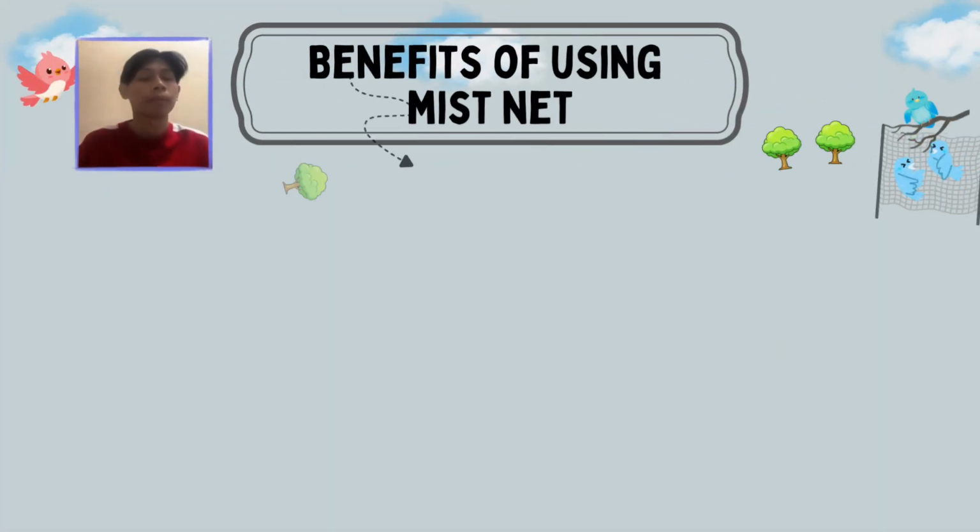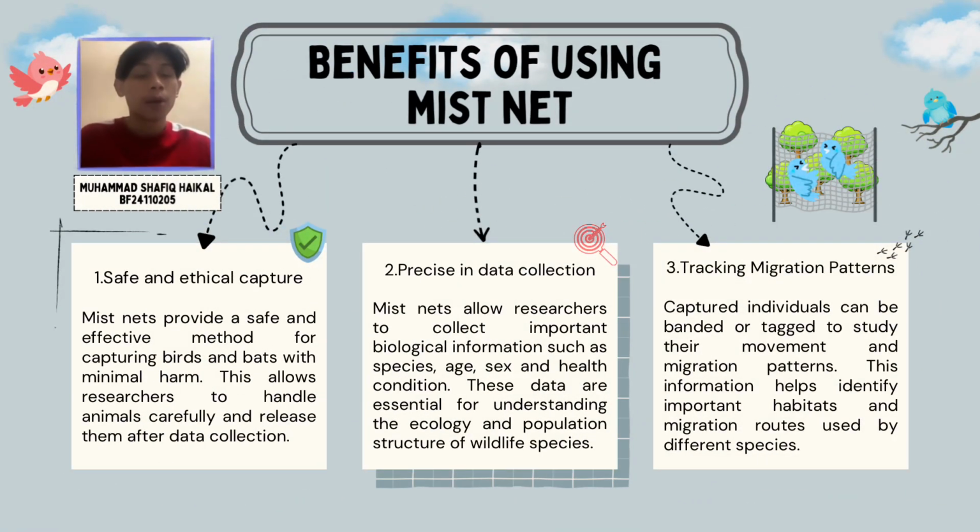19. Hello, so I will present the benefits of using mist nets. There are 6 of them, but I will present 3 of them, and the other 3 will be presented by my friend. So, the first benefit is safe and ethical capture. Mist nets provide a safe and effective method for capturing birds and animals with minimal harm. This allows researchers to handle animals carefully and release them after data collection.